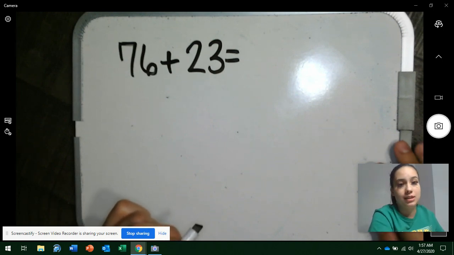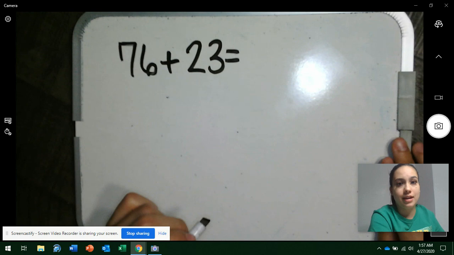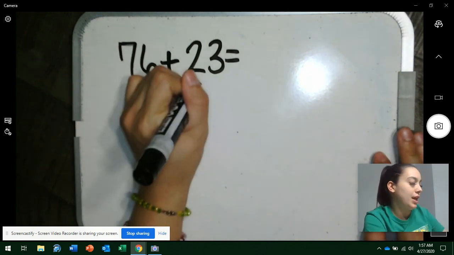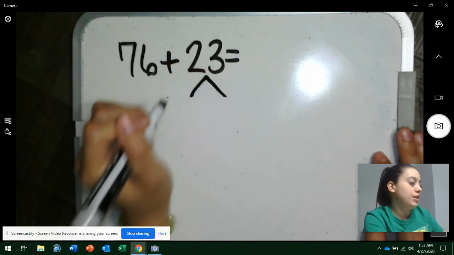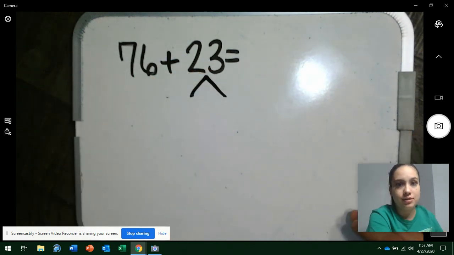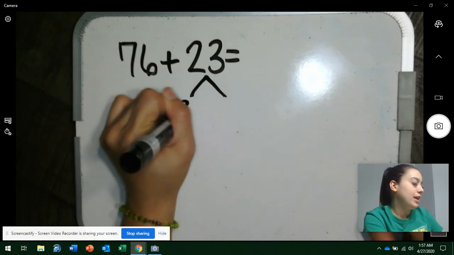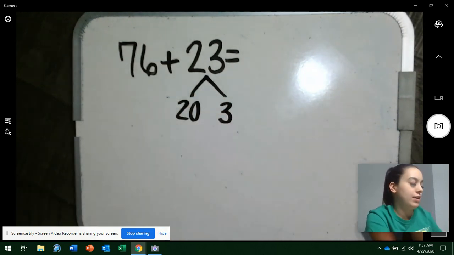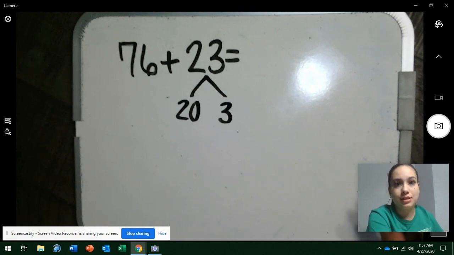Which is our smallest number, boys and girls? Get ready. Yes, 23. So we break apart 23 into what parts, boys and girls? Get ready. Yes, 20 and 3. Very good. Now we add our first numbers, and we should have added what two numbers? Get ready.